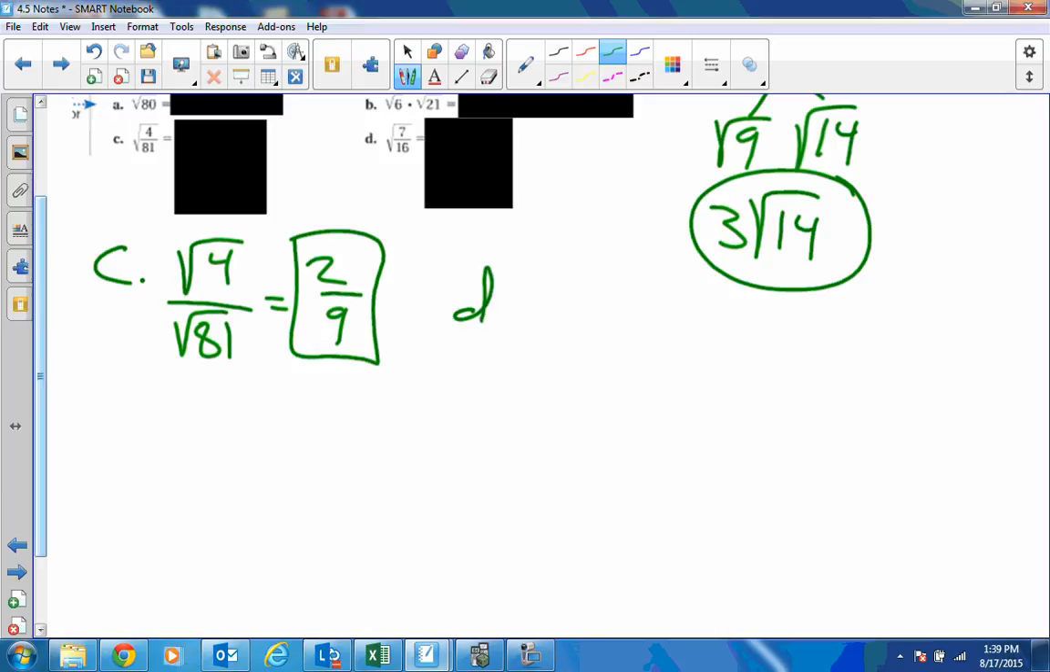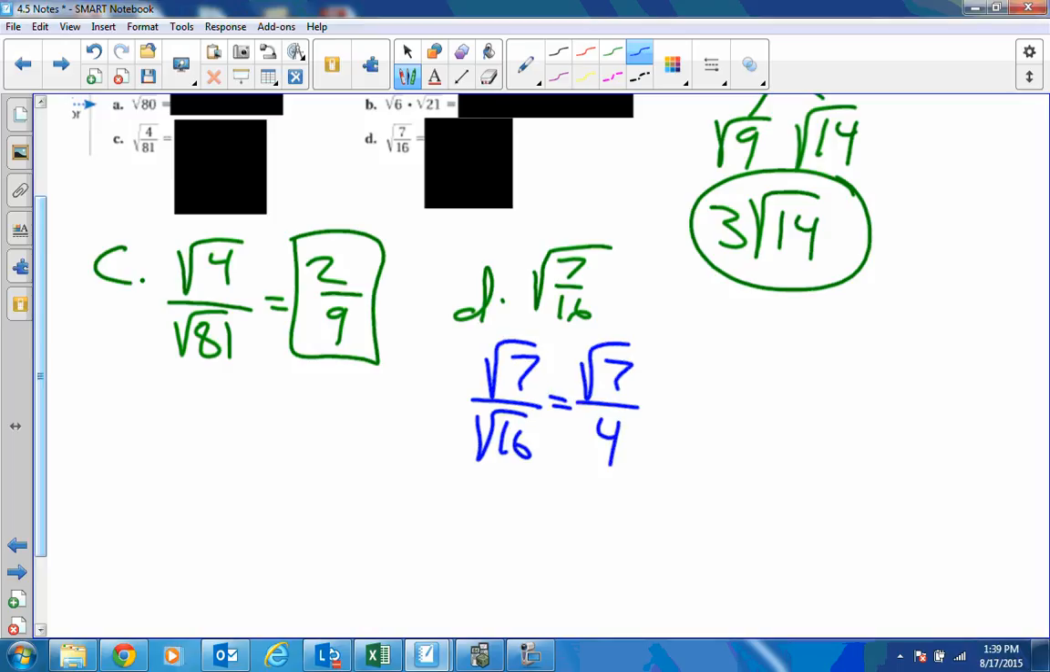You can break the radicals apart to simplify down. Same with D, square root of 7 over 16. You can break it apart into square root of 7 over square root of 16, which would be square root of 7 over 4. Square root of 16 is 4. So square root of 7 over 4 is simplified, because as long as there's not a radical in the denominator, you're okay. You can have a radical in the numerator, and that's fine.